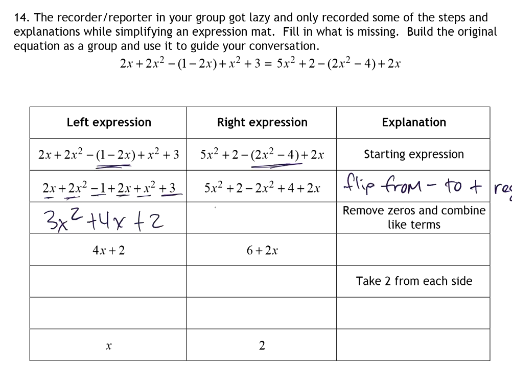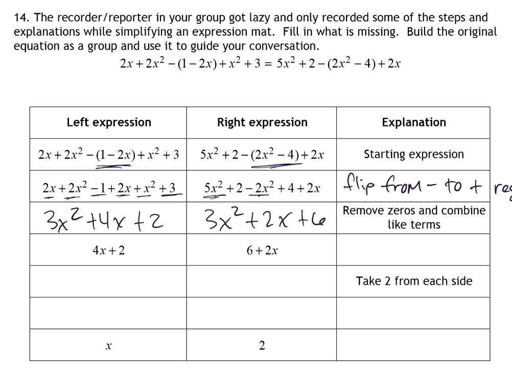And on the other side, I've got 5x squared minus 2x squared, which is 3x squared. And then I have a plus 2x, and 2 plus 4 is a plus 6. So I just remove the zeros and combine like terms.